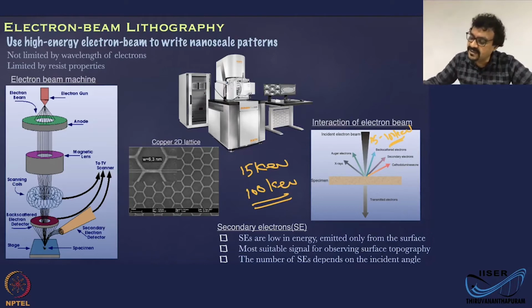And apart from all this, there is also a transmitted electron beam, which you can get whenever the substrate is really, really thin, which will allow the electrons to go through. That is what is used in transmission electron microscopes. But this is a scanning electron microscope where you are getting the image using the secondary electrons or the backscattered electrons, and you are using this machine to write the pattern using the secondary electrons.